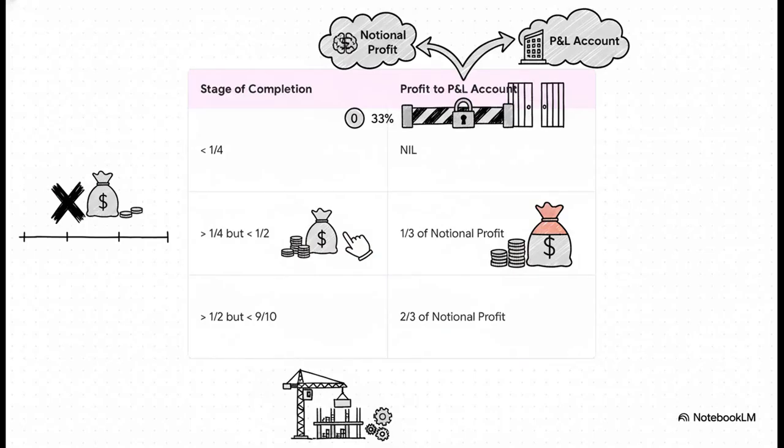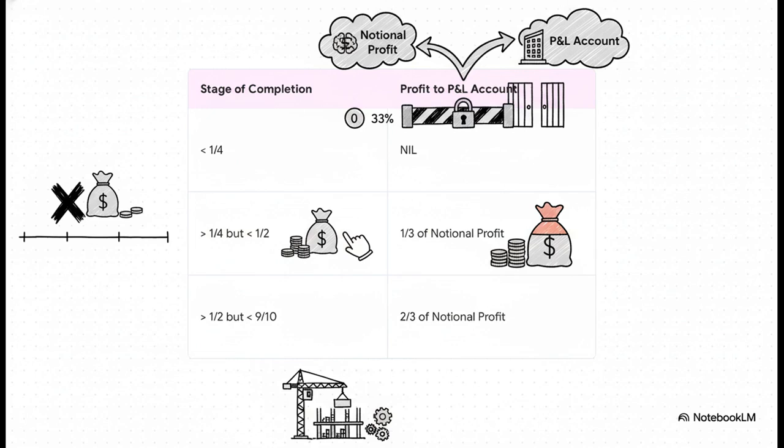And this is where the rules really kick in, because you can't just claim all that notional profit at once. The system is designed to be cautious. So if your project is less than a quarter complete, you recognize zero profit. No, it's just too early and too risky. Once you're between a quarter and halfway done, you can take 1/3 of that notional profit. And once you're past the halfway point, you can take 2/3. You see the pattern? It's a prudent approach that keeps you from overstating your profits before a project is truly near completion.